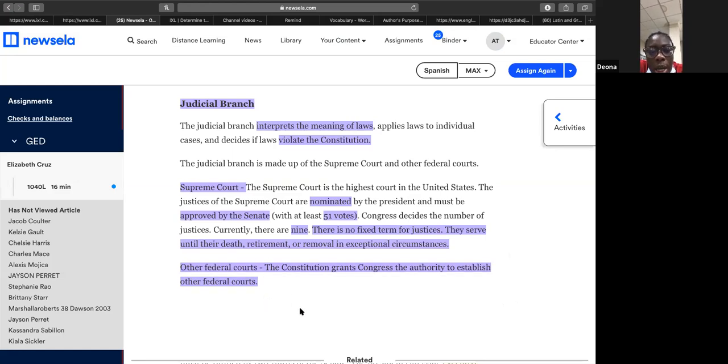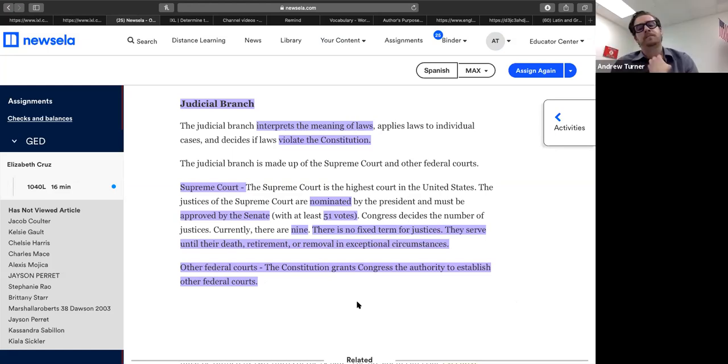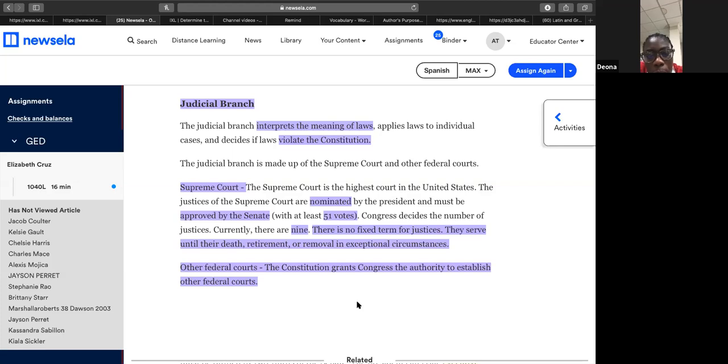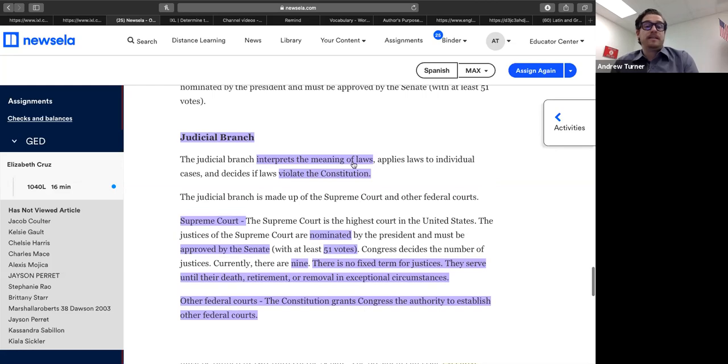Currently, there are 9. There is no fixed term for justices. They serve until their death, retirement, or removal in exceptional circumstances. Other federal courts: the Constitution grants Congress the authority to establish other federal courts. So that's the most interesting section, I think, is that literally you have that job until you die, retire, or there's some funky circumstances.